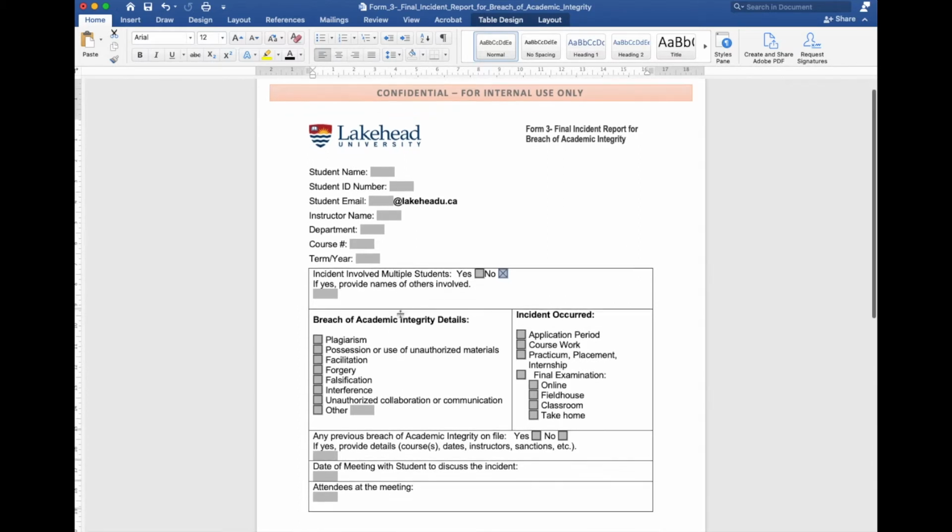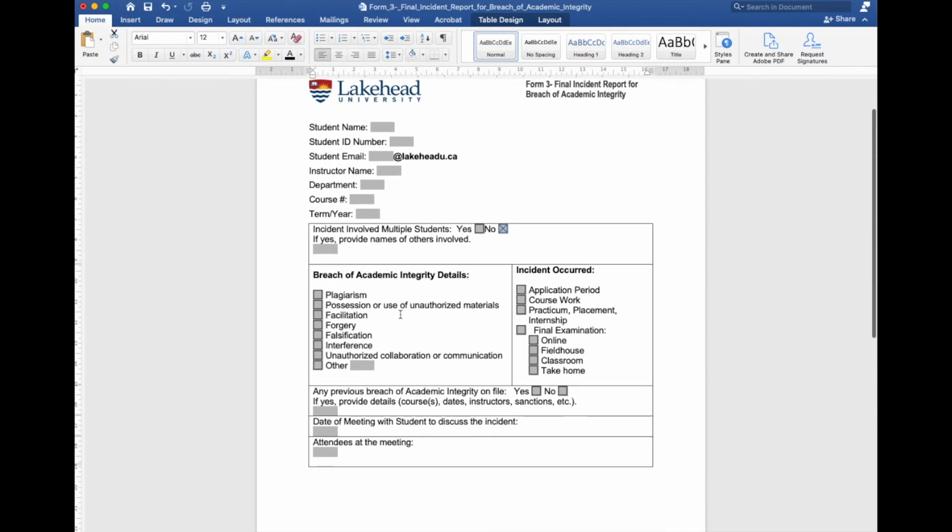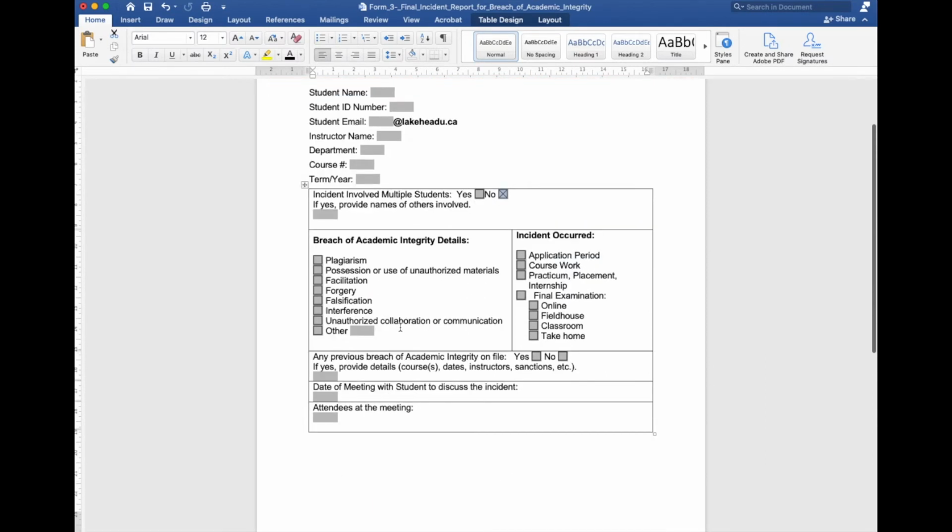Moving on to the second box, where you would indicate the type of violation, let's use the example of a student cheating this time, and as you see, you need to be more specific. In most cases of cheating, the actual violation will either be possession or use of unauthorized materials, or unauthorized collaboration or communication. Let's say we found two students submitted the exact same answer on a test. We'd select unauthorized collaboration or communication. And then we'd also indicate that the incident occurred during coursework because it's not a final exam.